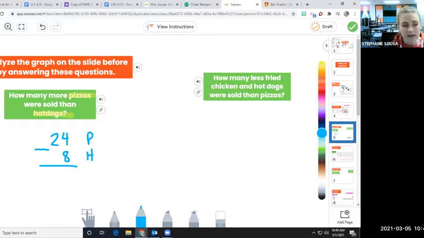We are subtracting because we are finding how many more one has than the other. So we're going to take away the amount that they both have and see what's left for the greater amount. 24 subtract 8. 4 subtract 8 is not possible, so I'm going to regroup. I now have 14 ones because I borrowed a 10 from the 20.